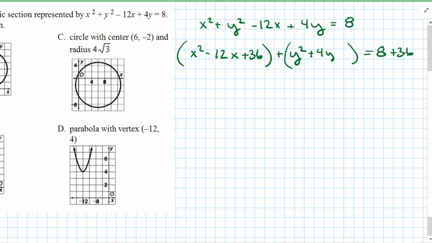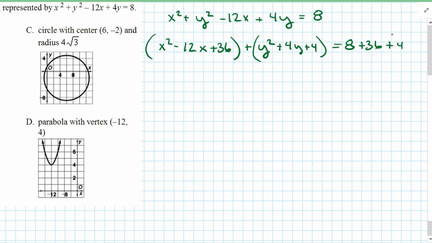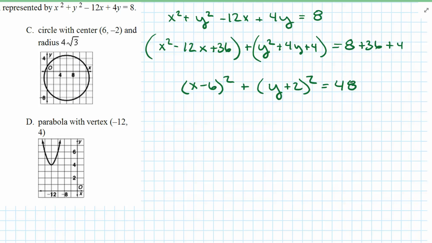Okay, the y value, the b is 4, divide that by 2 is 2, square it. So we're going to add another 4. So now I've completed the square. So I've got x minus 6 squared plus y plus 2 squared equals 48. Well, since my x and y values don't have any coefficients in front of them, this is a circle.